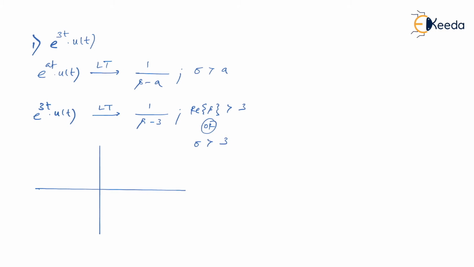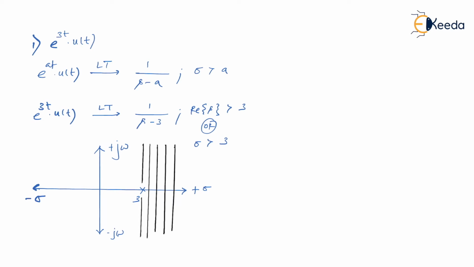We can show the ROC like this. Sigma greater than 3 means they are talking about a positive sigma, that is a positive real part. So positive real part, that is plus 3. To show the ROC which is greater than 3, we have to show this part. So this would be the ROC. I hope you are finding this easy.